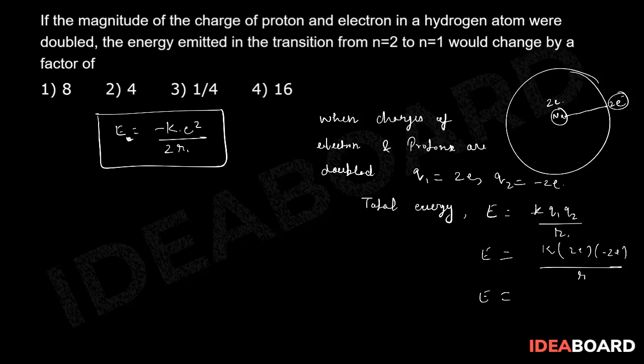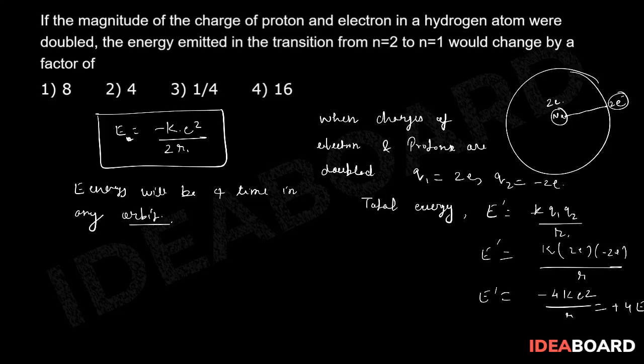So let's say this is E dash, so E dash is equal to minus 4k e square by r, which is minus 4 into E, or plus 4E, because E is equal to minus k e square upon 2r. That means what do I get? I get that energy will be 4 times in any orbit if that happens.